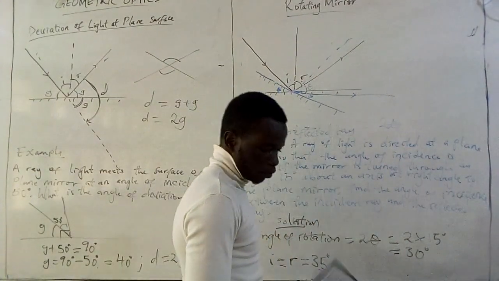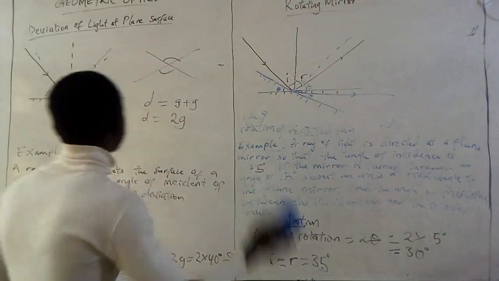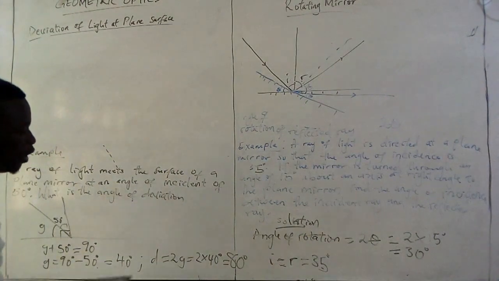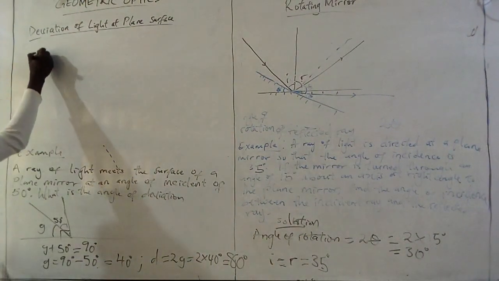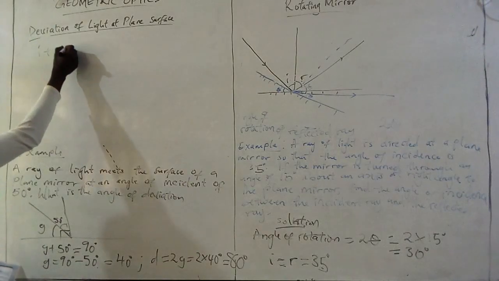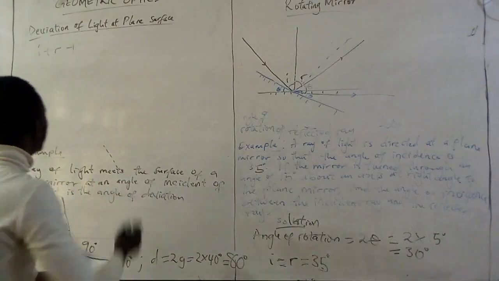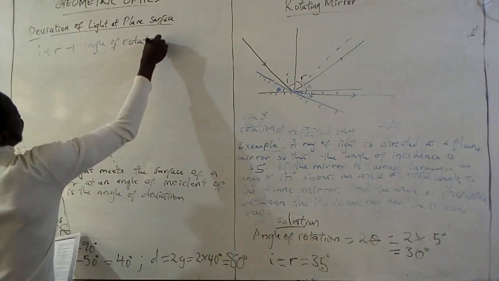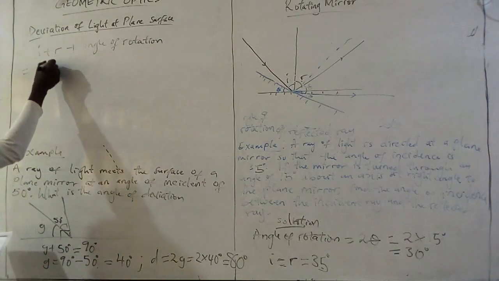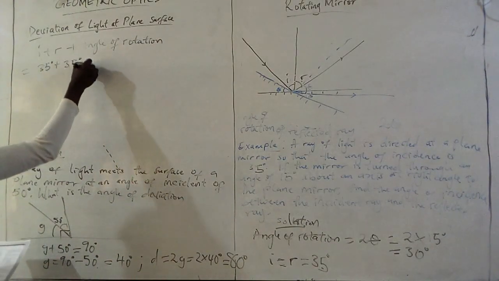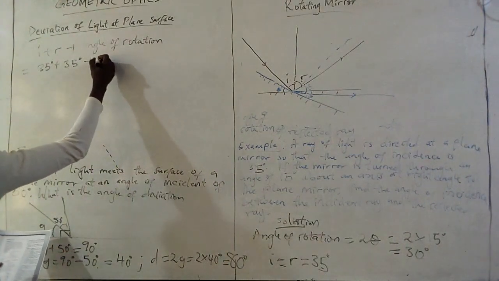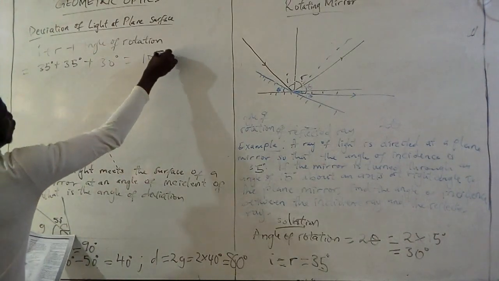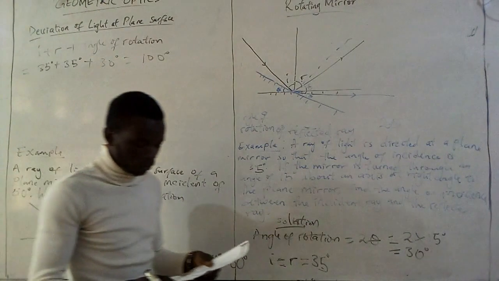So the angle between the incident ray and the reflected ray is equal to i plus r plus the angle of rotation. So this will give us 35 degrees plus 35 degrees plus 30 degrees. So we are having 100 degrees.